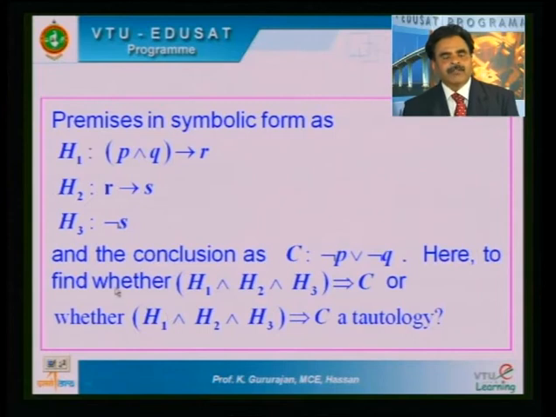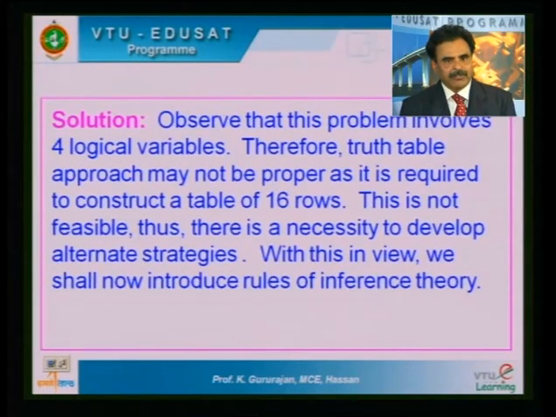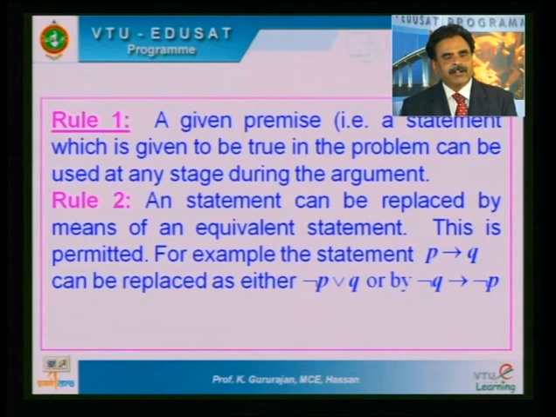So if you want to follow the truth table method for this problem, because of the appearance of 4 variables, P, Q, R, S here, we will have a truth table of 2 power 4 equal to 16 rows. So it is not practically possible while working with 4 or more variables to follow the truth table method. In a situation like this, we would like to introduce the various rules of inference theory. So using the rules, we can find out whether the argument is logically valid or not. Now, what are the rules of inference theory one can use?